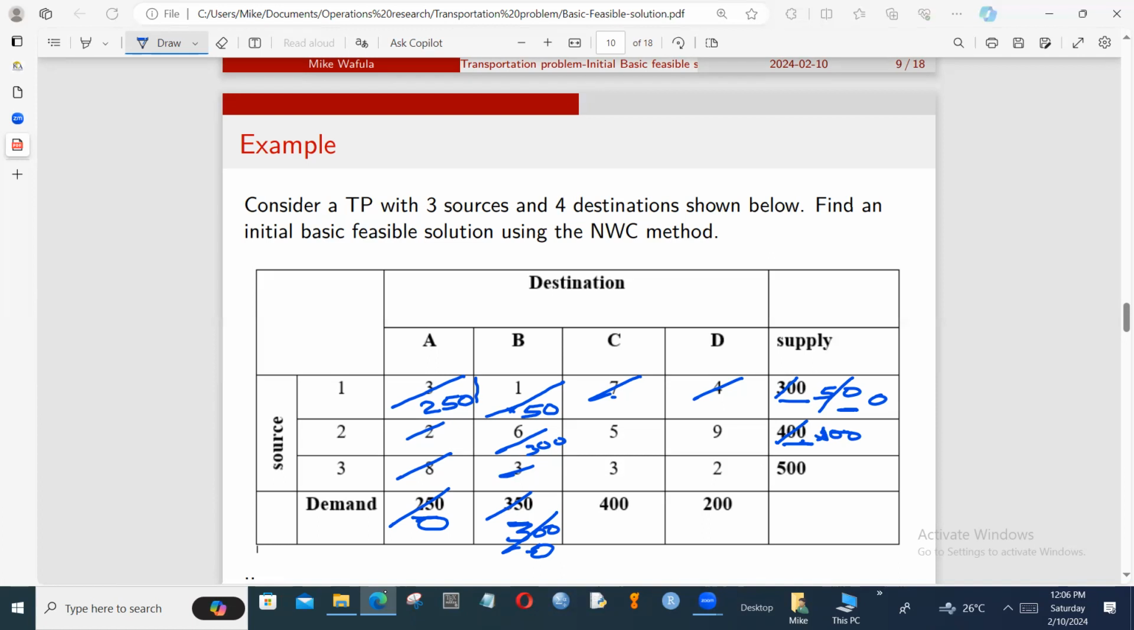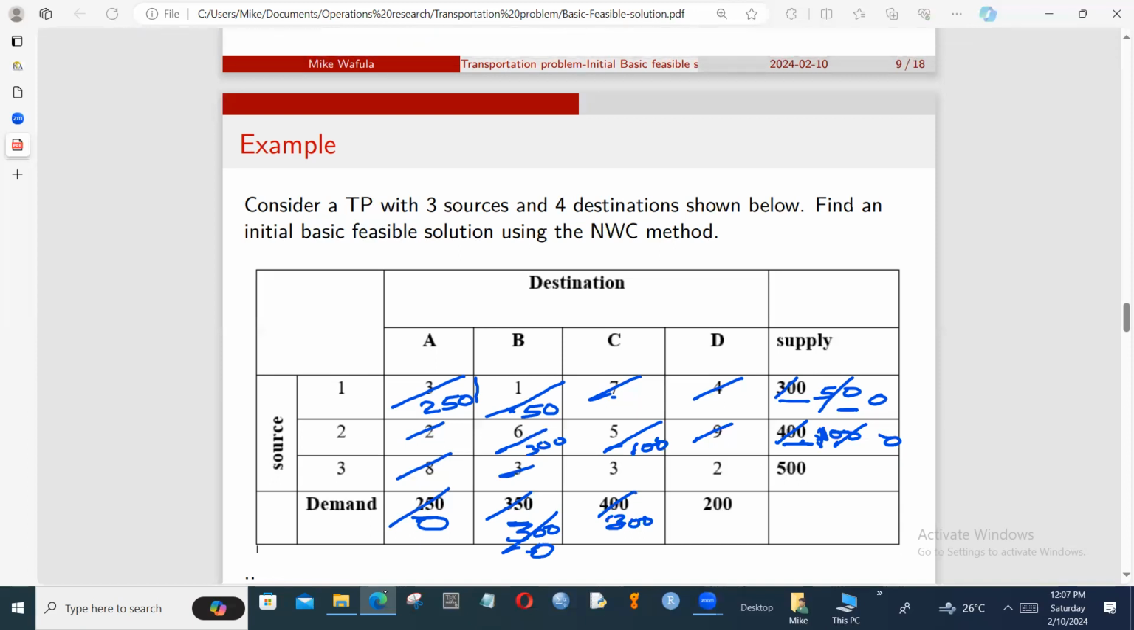Now you remain with these 4 cells again. The one on the northwest corner is this. You are checking 100, that's the row total, against 400. The smallest is 100, so that's what we are assigning here. When you assign 100 there, you will have depleted source 2, but destination C will still require 300 more units to meet its demand.